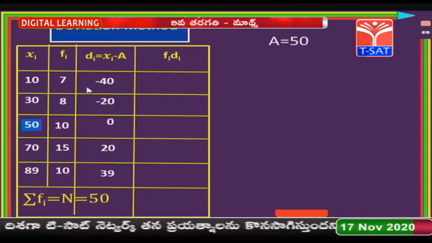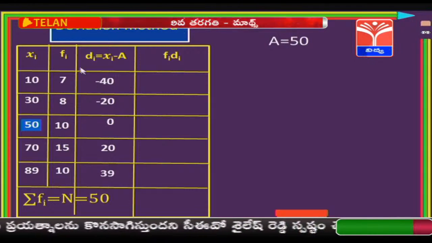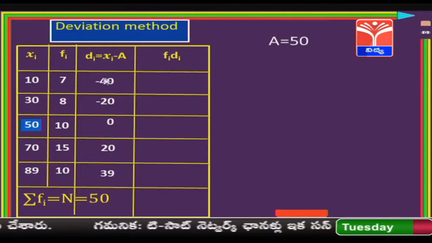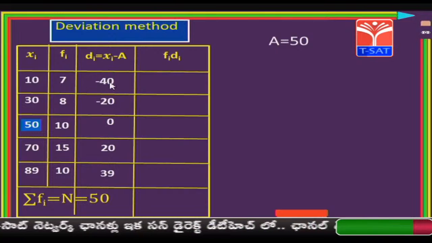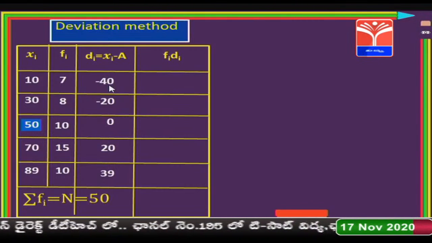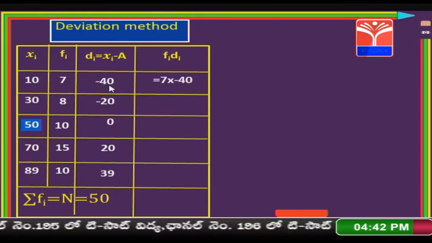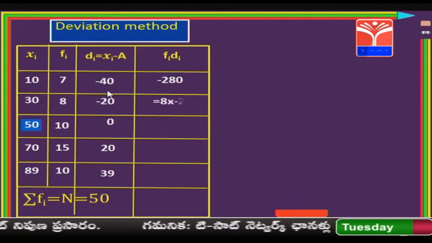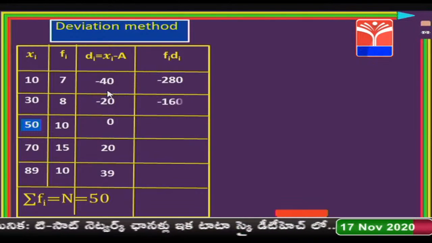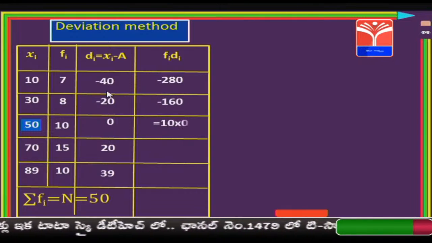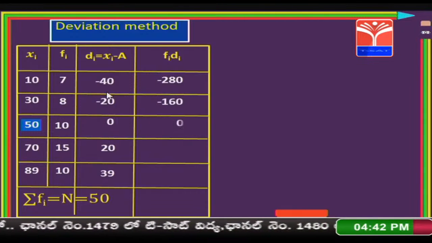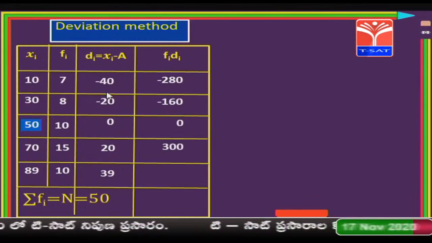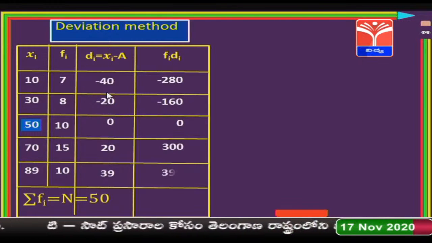After getting the value of di, now what is the next step you are going to do? You are going to multiply the frequency with the deviation value. So, Fi into di values you are going to find out. Fi is 7 and di value is minus 40 in the first row here. So, it is 7 into minus 40, which is going to be minus 280. Next 8 into minus 20 is going to be minus 160, and likewise 10 into 0 is 0, 15 into 20 is 300, and 10 into 39 is going to be 390.